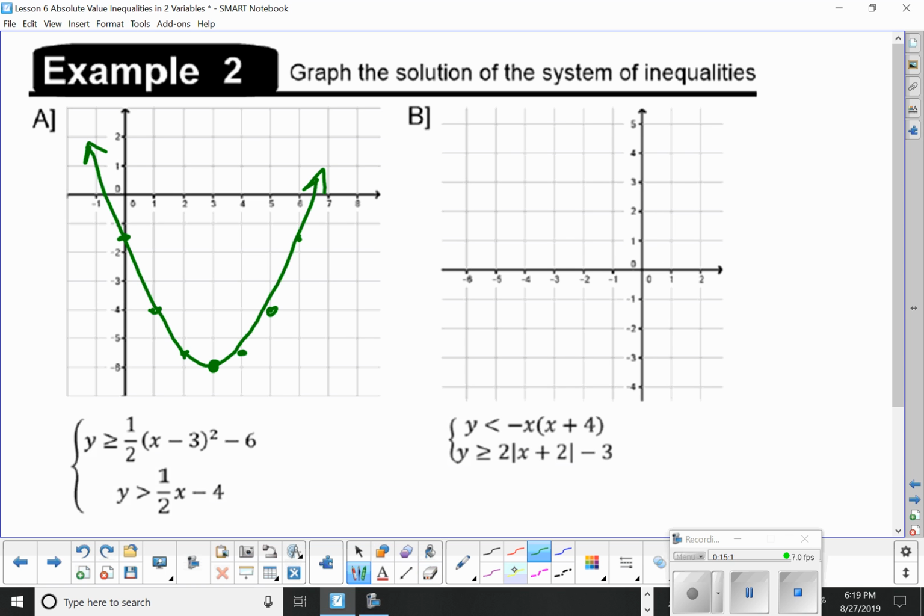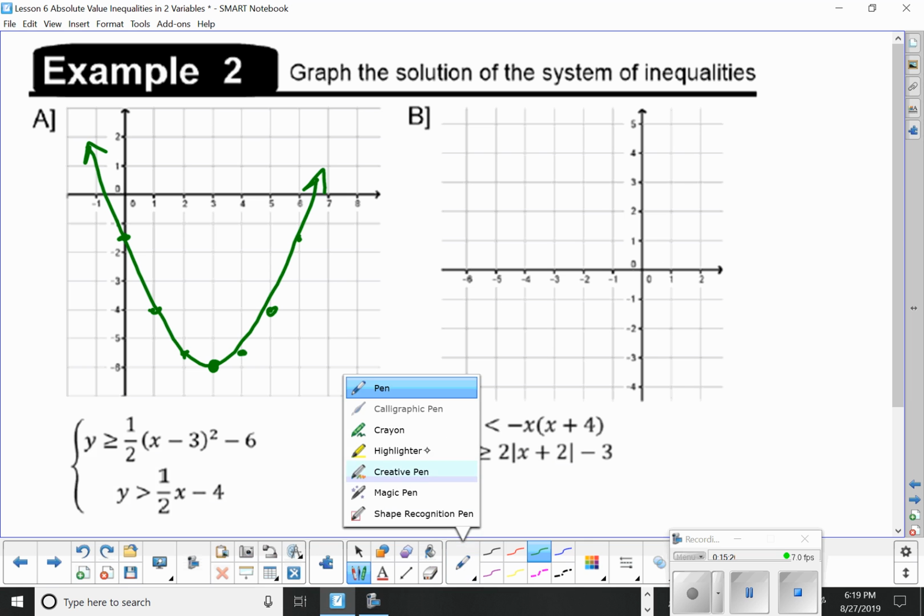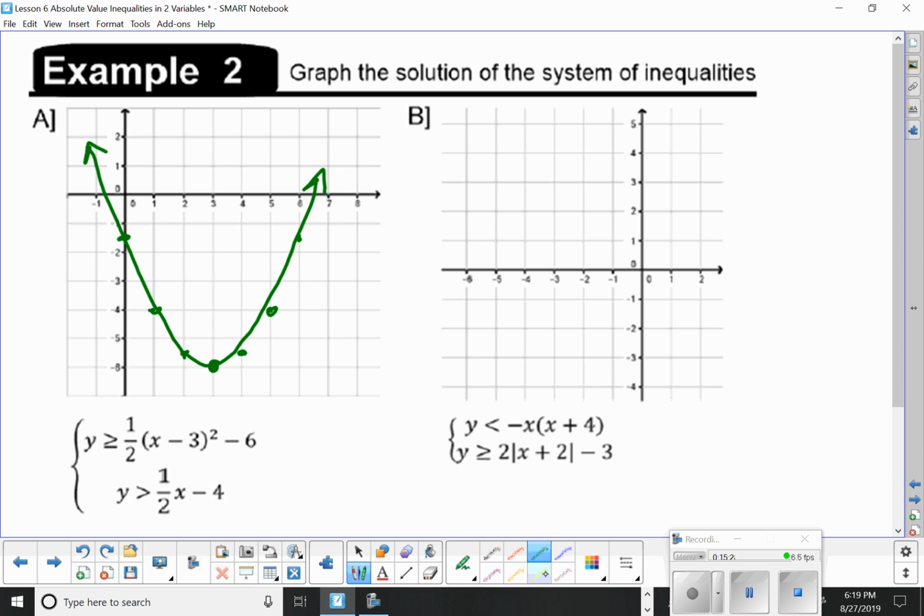Now, y is greater than or equal to. So this means I'm going to shade above, but I'm just going to put a little bit of shading there. Okay. Actually, we can use our crayon. So y is greater than or equal to is all shaded in here.